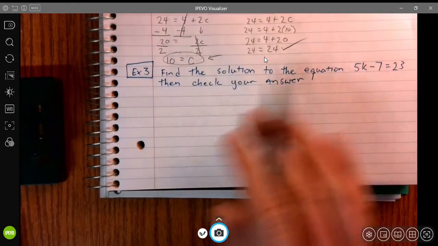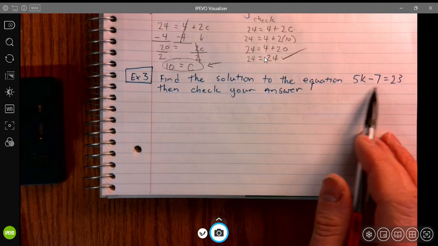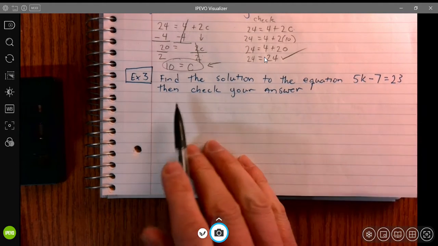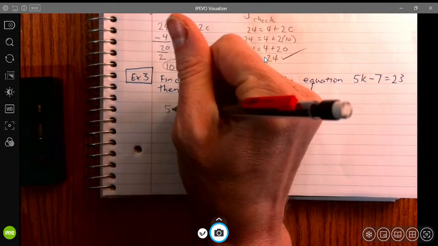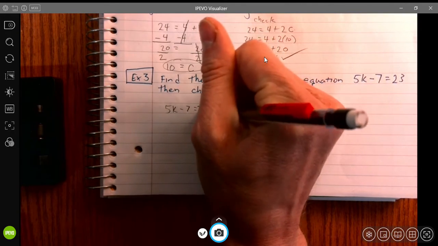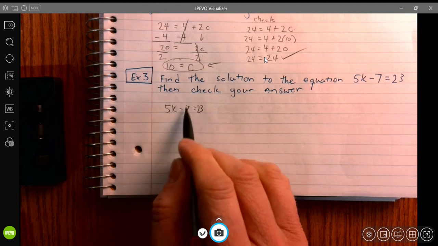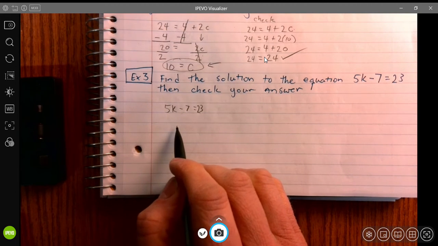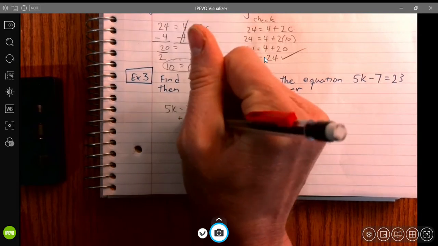All right, last one. Find the solution to the equation 5k minus 7 equals 23. Then check your answer. Just like all the other ones, I'm going to start by copying down my question. Okay. Now I have 5k minus 7 equals 23. I'm going to get rid of the 7 first, right? So the inverse operation of subtraction is addition.